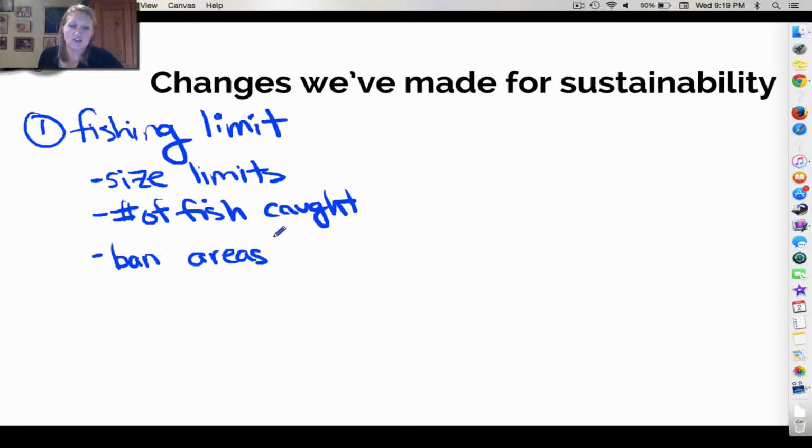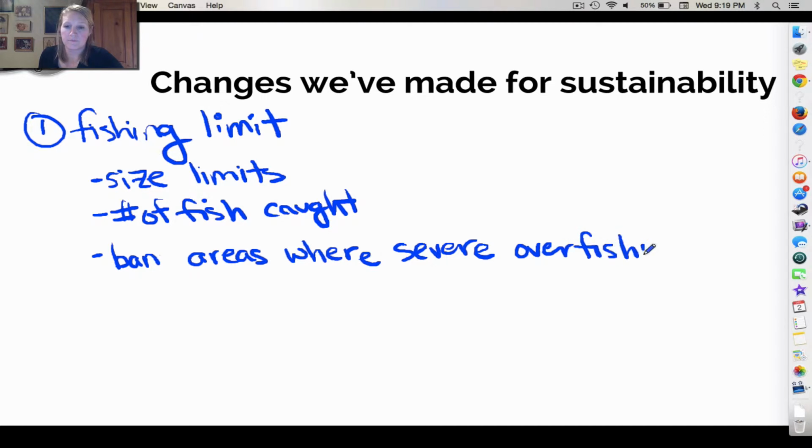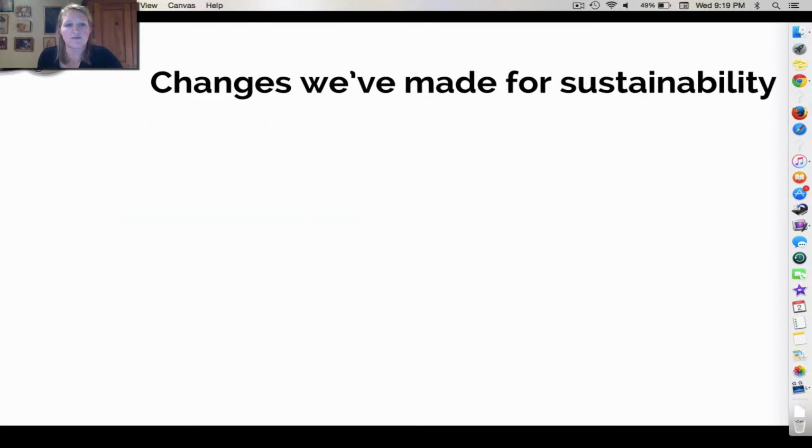So you cannot fish in areas, is what banning areas means, where severe overfishing has occurred. The reason why we ban it, just for a period of time, is we are not allowed to fish in areas where overfishing has occurred, to allow the populations to bounce back. So we set it aside and say, don't go here until the populations are really thriving again. And then, of course, you can go back, but give them a break is the thinking behind that.